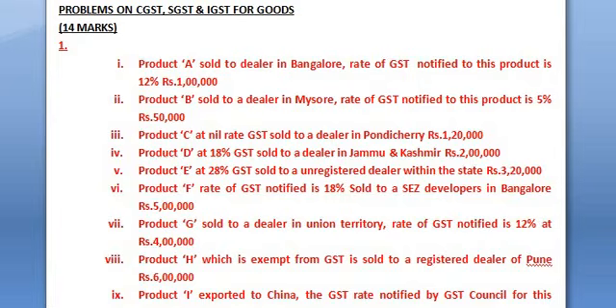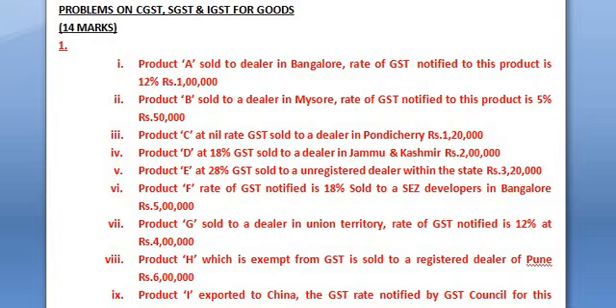When it comes to the problem, product A sold to a dealer in Bangalore. Rate of GST notified for this product is 12%, rupees 1 lakh. It is very clearly given Bangalore. They have not given the other place. When the other place is not given, we understand that the dealer is also in the same place. That is, if the seller's place is not given, we assume that the person resides in Karnataka, that is in our state only. It is not between intra-state and inter-state.